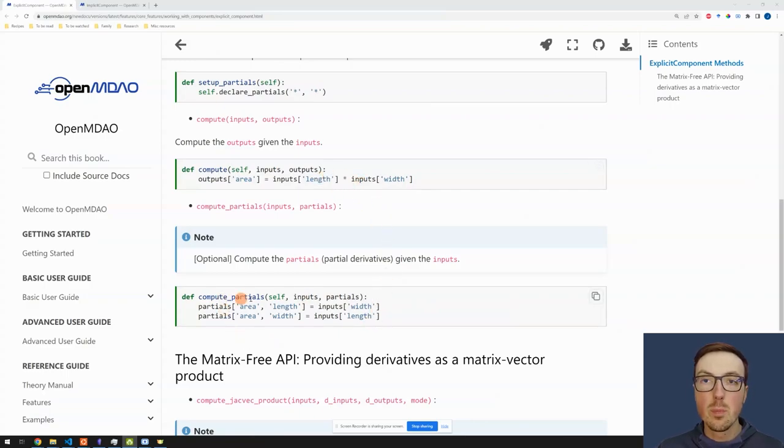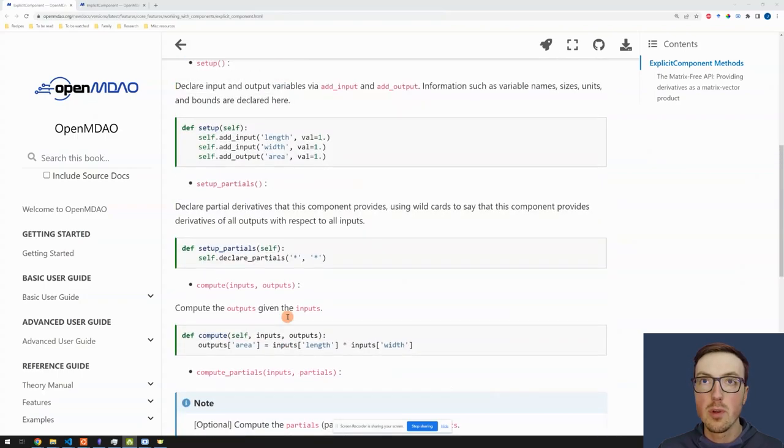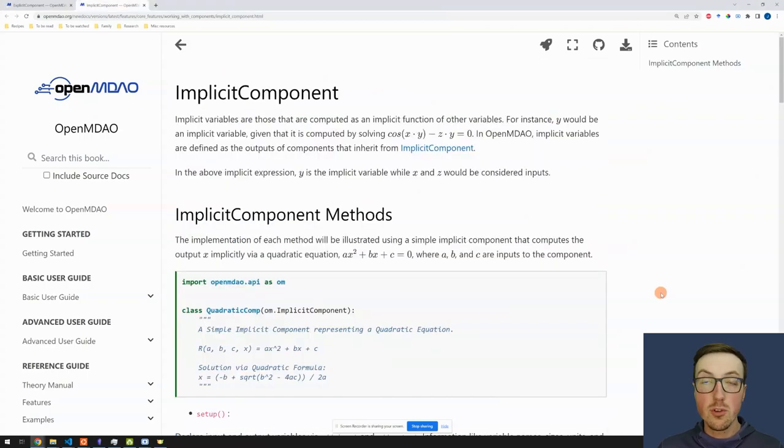It's simply width and length because they're multiplying each other. All that being said, the compute partials looks like this. It's your outputs with respect to your inputs. If I scroll up here and take a look, length and width are inputs and area is an output. Slick, that's pretty easy. But let's transition over here and talk about implicit components.